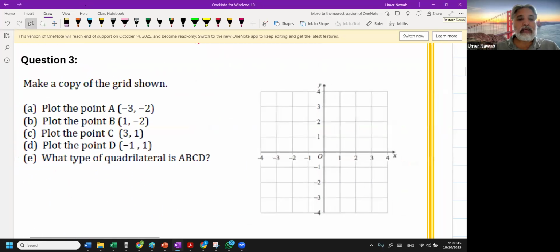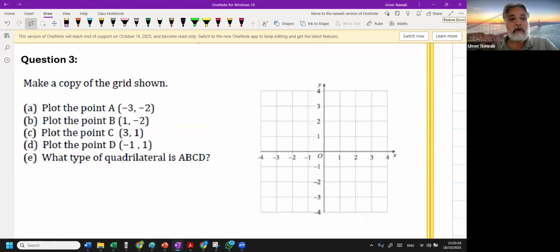Now, we can see in question number 3, he has given all the 4 quadrants, and now I need to show these points on the rectangular coordinate plane. -3, -2, how do I read it? 3 left, 2 down. So this is point A. The next one, 1 comma -2. 1 is the x coordinate and -2 is the y coordinate. So 1 right, 2 down. So that is my B point.